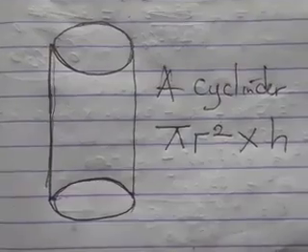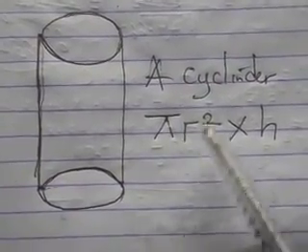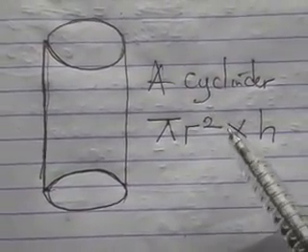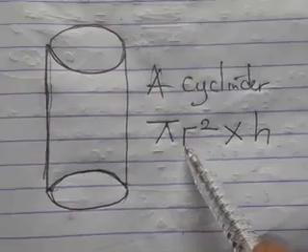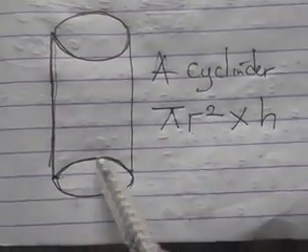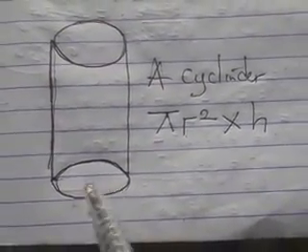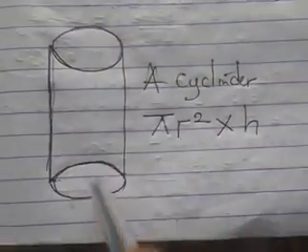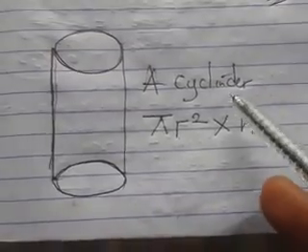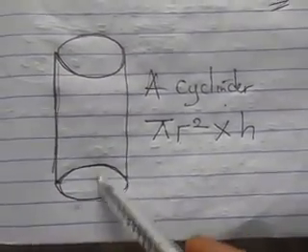Who can remind me what is pi r square? Pi r square is the area of a what? A circle, which is this circle. You can see it now. And height. So we are joining the area of this circle plus the height. So you can see that is how the cylinder came about: area of a circle plus the height.